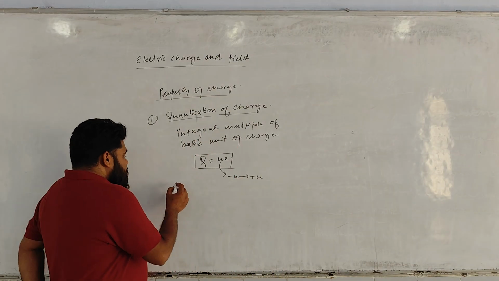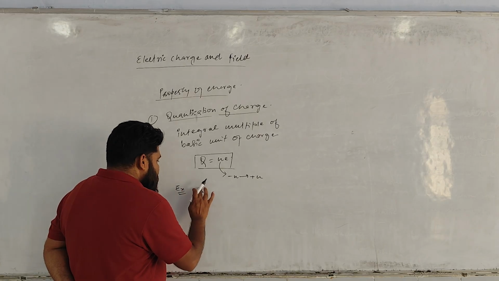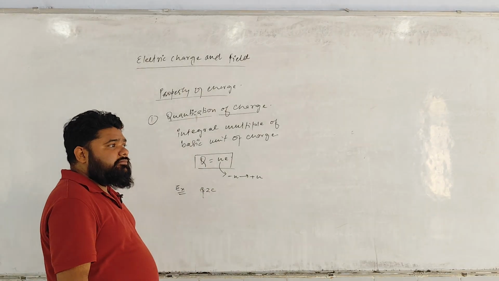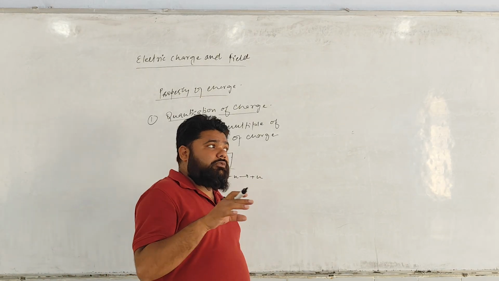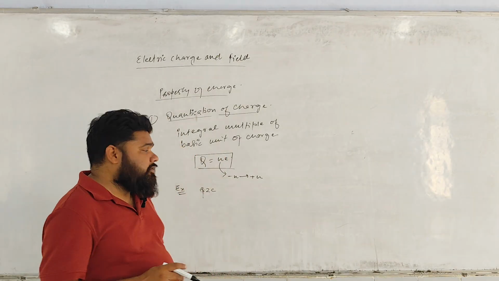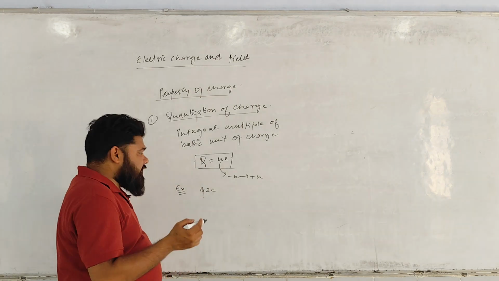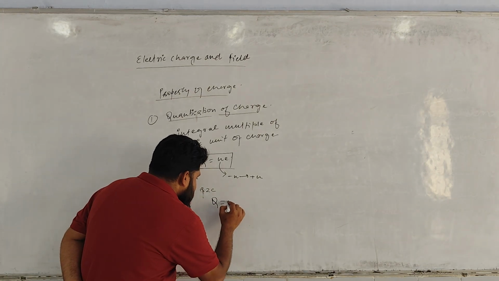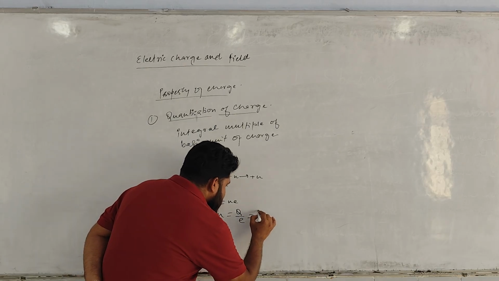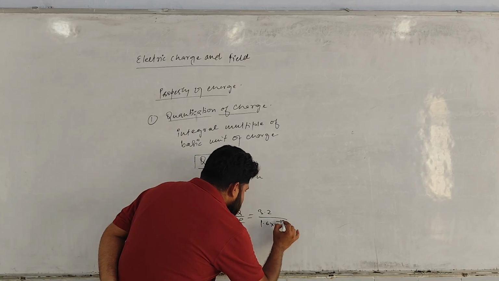So if we take an example, if a body acquires 3.2 coulomb charge, is it possible for the body to acquire a 3.2 coulomb charge? We can see by this formula that charge is always quantized. That means Q is equal to NE, so N is equal to Q upon E. Q is 3.2 upon 1.6 into 10 to the power minus 19 coulomb.